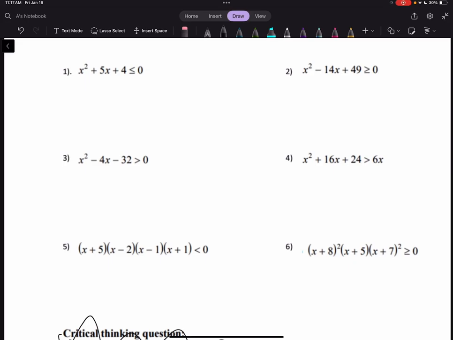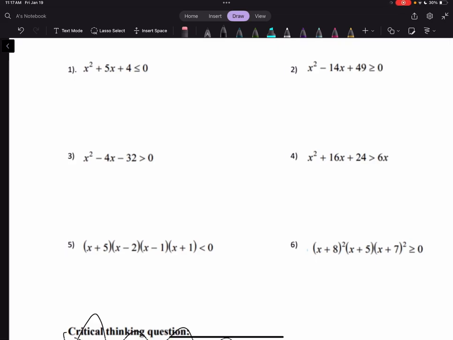The 2 I'm going to do is number 4 and number 5. So, number 4, I'm going to move the 6x over. Simplify. Factor.